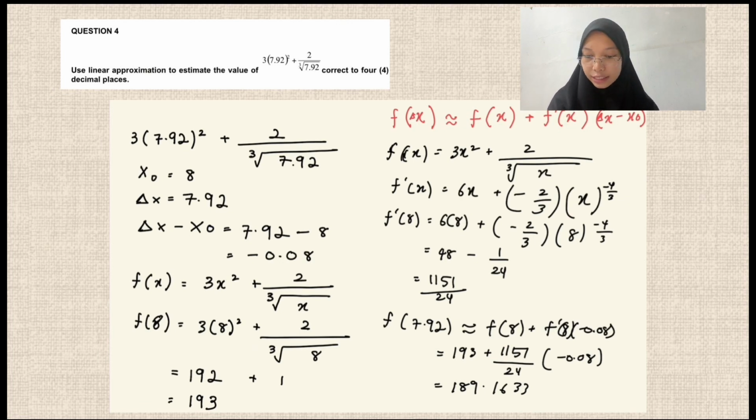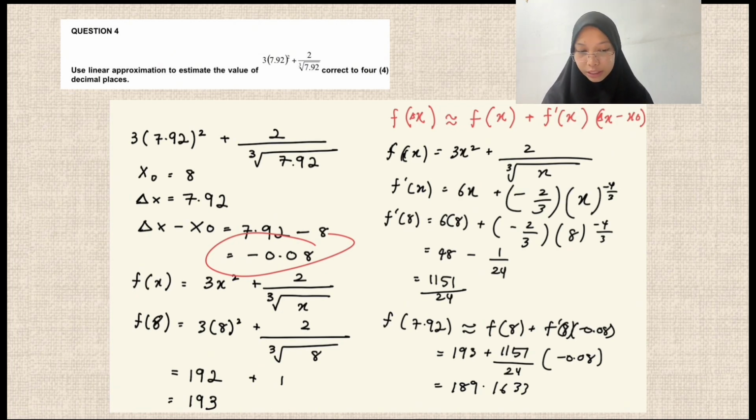So our x is 7.92. So we need to find the closest number to 7.92. So it's 8, the closest. So now we are going to find the difference between x and x naught. So we take x and minus it with x naught. So we will get negative 0.08.